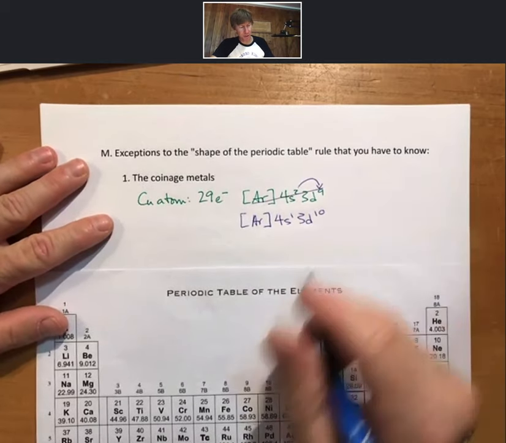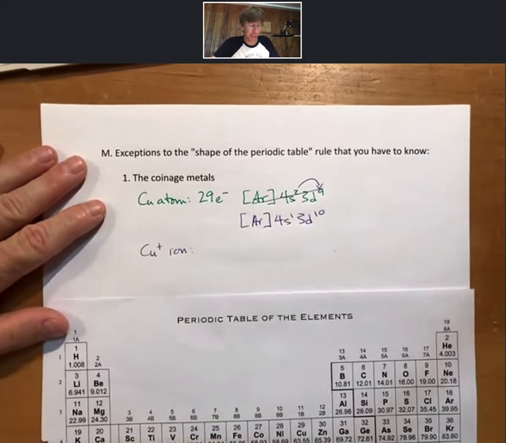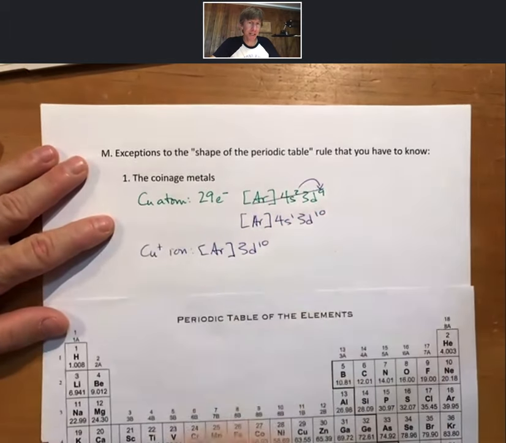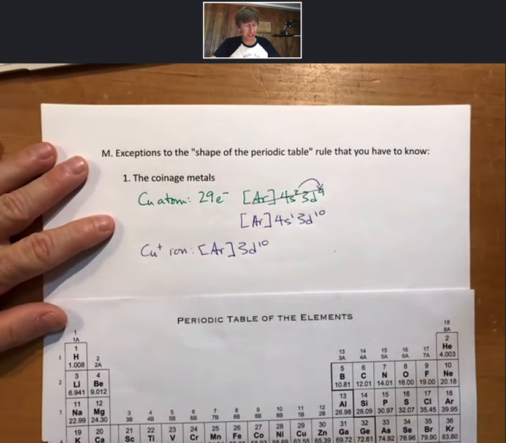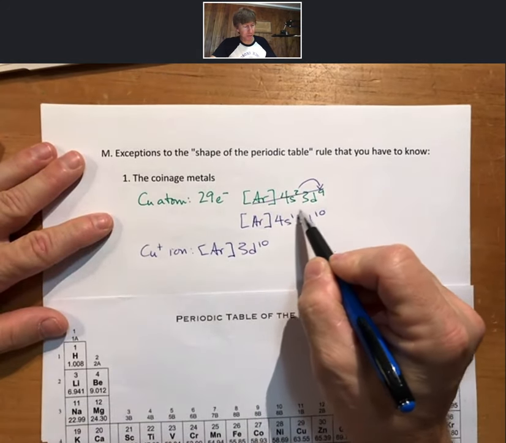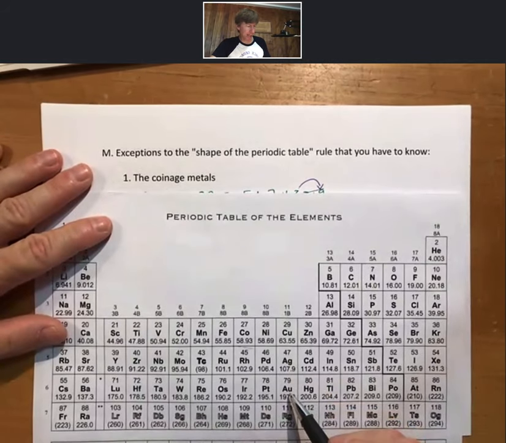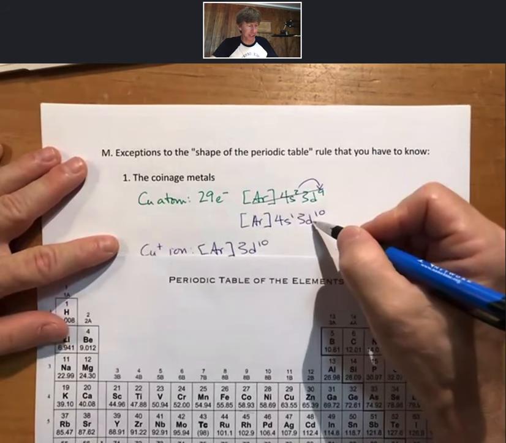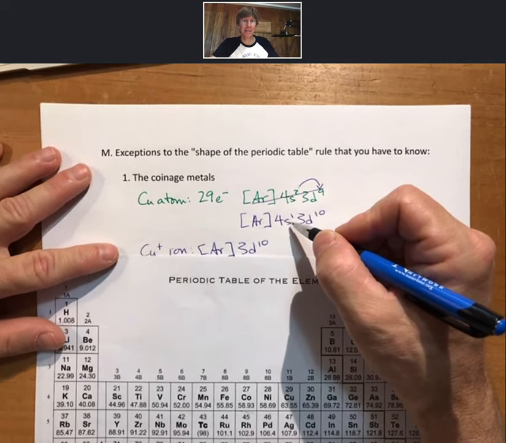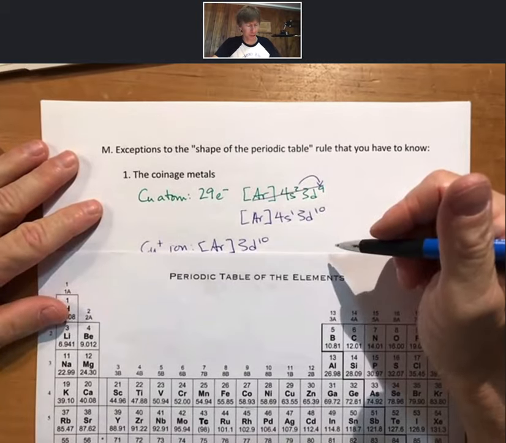Now, when we do the copper plus ion, the copper 1 ion, it is this 4s electron that still is the highest energy electron it leaves. Those rules stay the same. The rule that changes is one of these electrons moves over. That's going to happen for silver and gold as well. They will all have completed D sublevels and incomplete S sublevels. That is different than the shape of the periodic table rule, and those are 3 of the exceptions that you have to know.